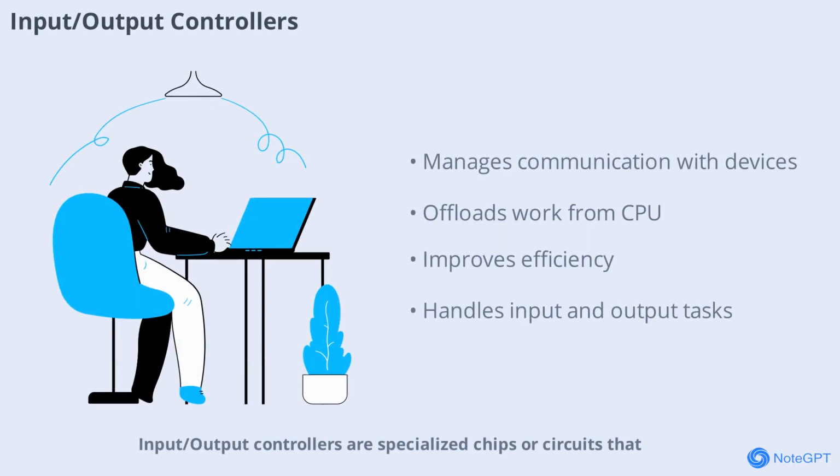Input-output controllers are specialized chips or circuits that manage communication between the CPU and peripheral devices. They handle tasks like reading from a keyboard, writing to a disk, or sending data to a printer. By offloading these tasks from the CPU, I/O controllers help improve overall system efficiency and responsiveness. Let's now look at how computer architecture has evolved over time.